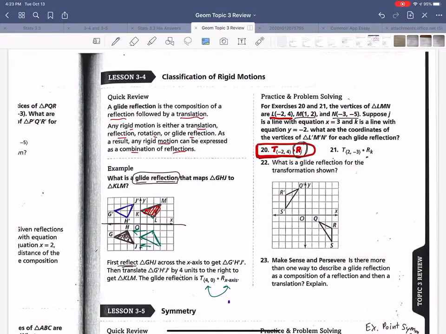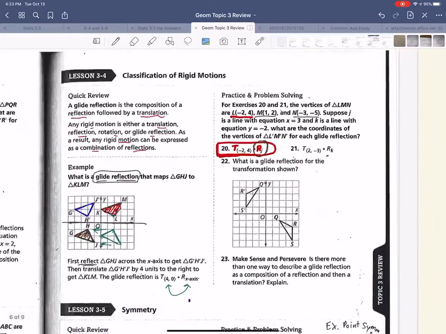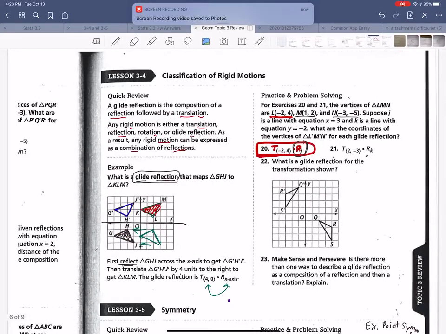Hey guys, welcome back. I hope you went and grabbed some graph paper or printed some out. So we're going to do question 20 on graph paper.